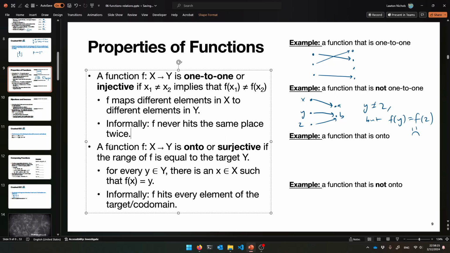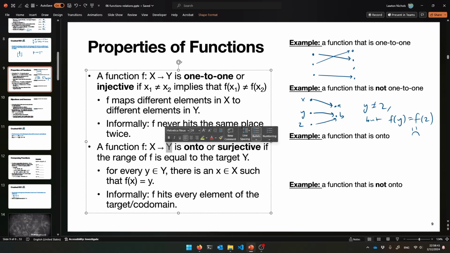We then also say, you've probably seen this one before, I remember this one from high school and stuff, a function from x to y is called onto, or surjective. That's the fancy Latin root way of saying onto. It's onto or surjective if the range of f, so that's the things being hit by inputs, is equal to the entire target y.